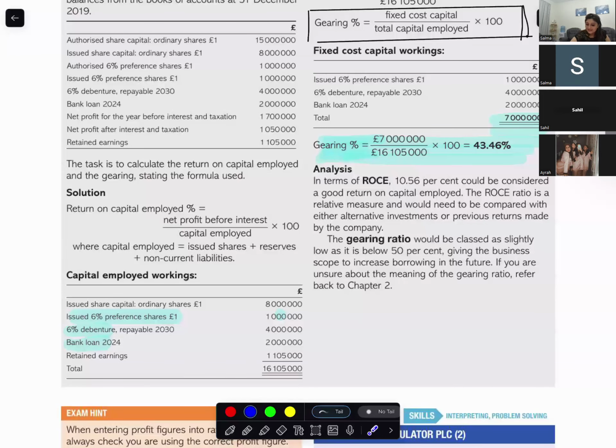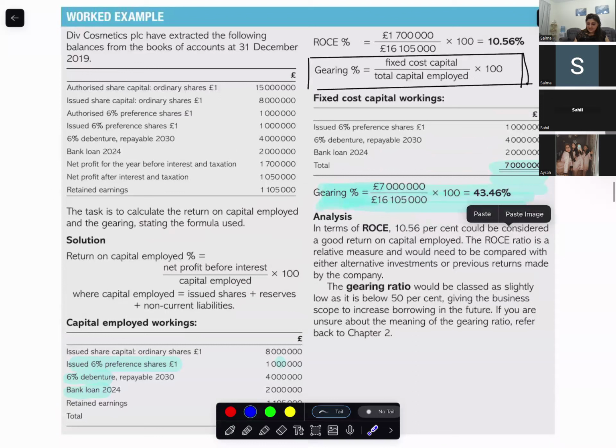So you do the analysis. What is the return on capital employed over here? Did you calculate that? The return on capital employed is 10.56%.